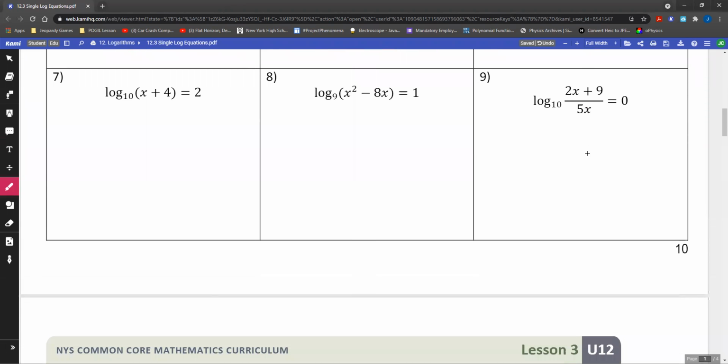All right, number 7, take the 10 and move it over. Drop the log, so I have x plus 4 equals 10 squared. From here, I can rewrite this as x plus 4 equals 100. Subtract 4, and I get x equals 96.